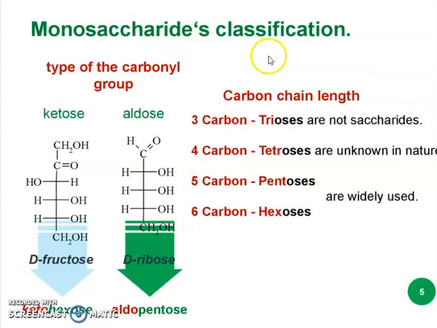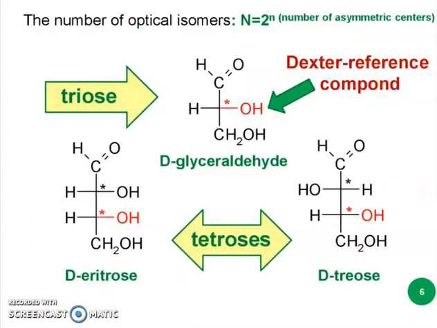So monosaccharide classifications: by type of carbonyl group, ketose or aldose. You can see D-fructose, D-ribose, ketohexose and aldopentose. On the basis of carbon number: 3 carbon trioses, 4 carbon tetroses, 5 carbon pentoses and 6 carbon hexoses. Now the number of optical isomers is 2 to the power n. You can see the reference compound D-glyceraldehyde.